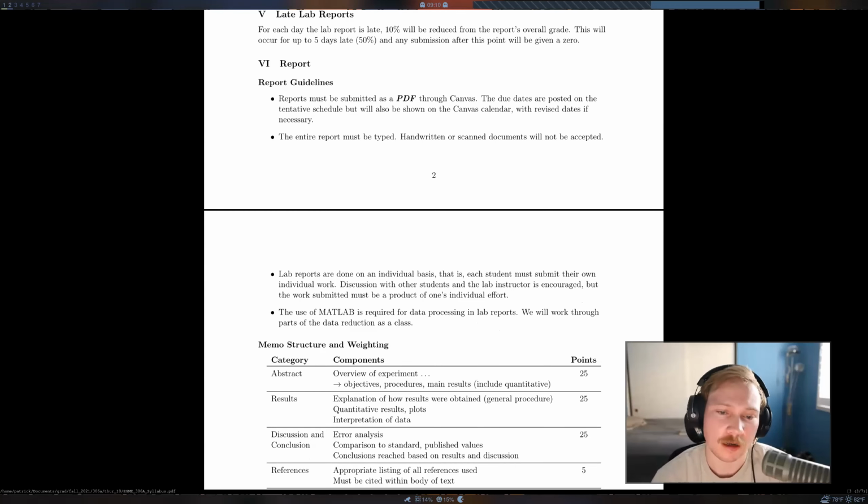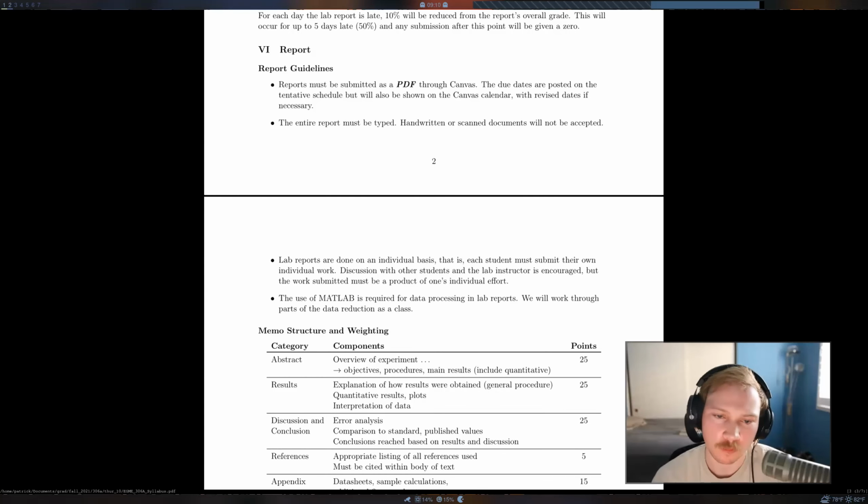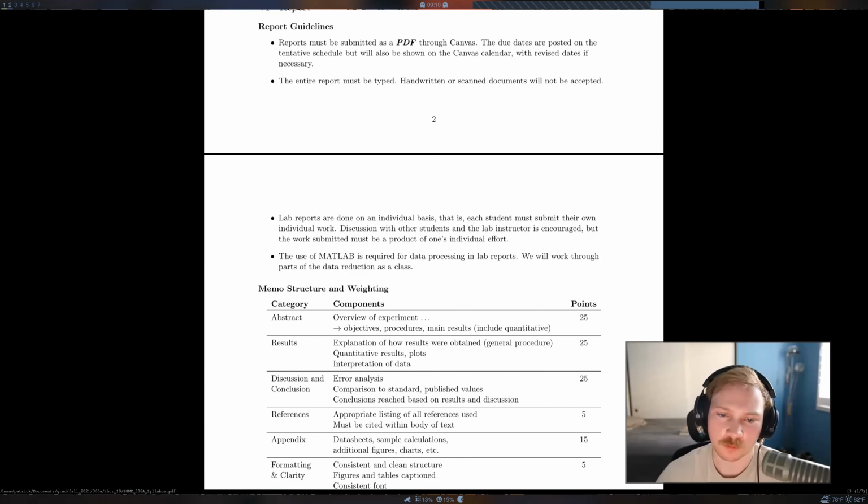Okay, so the lab memo or lab report, whatever you want to call it, they're going to be submitted as a PDF on Canvas. And I will have the due dates posted on Canvas, but it's also posted on the syllabus. So, this is the tentative schedule that we have on the syllabus. It's at the very end. Things might change. If they change, I'm going to post the revised dates. Okay, the report has to be typed.